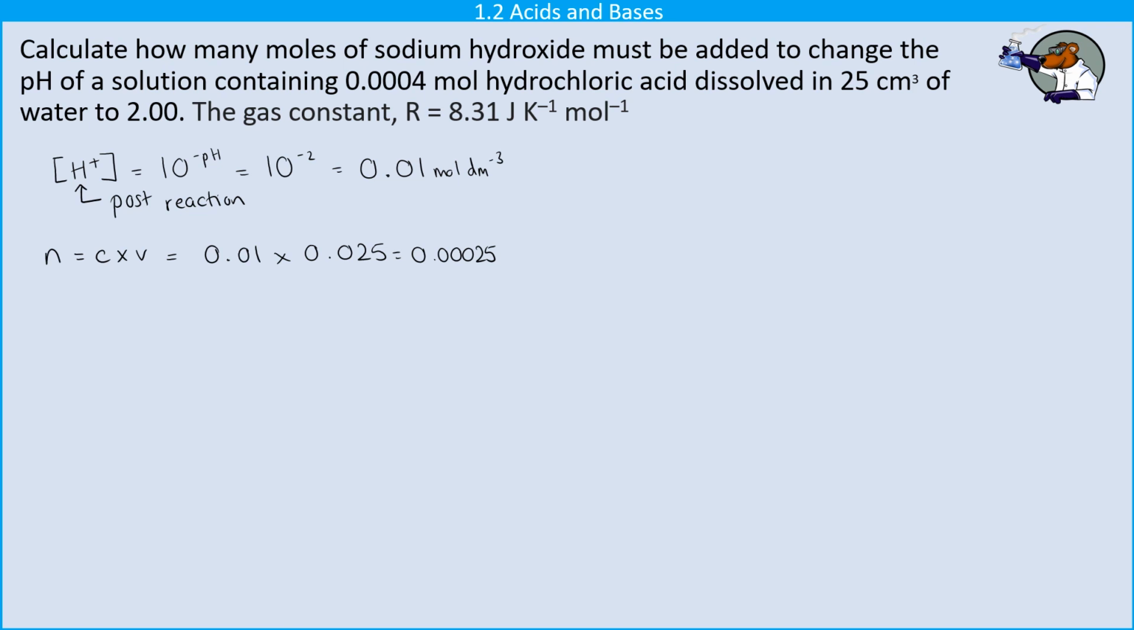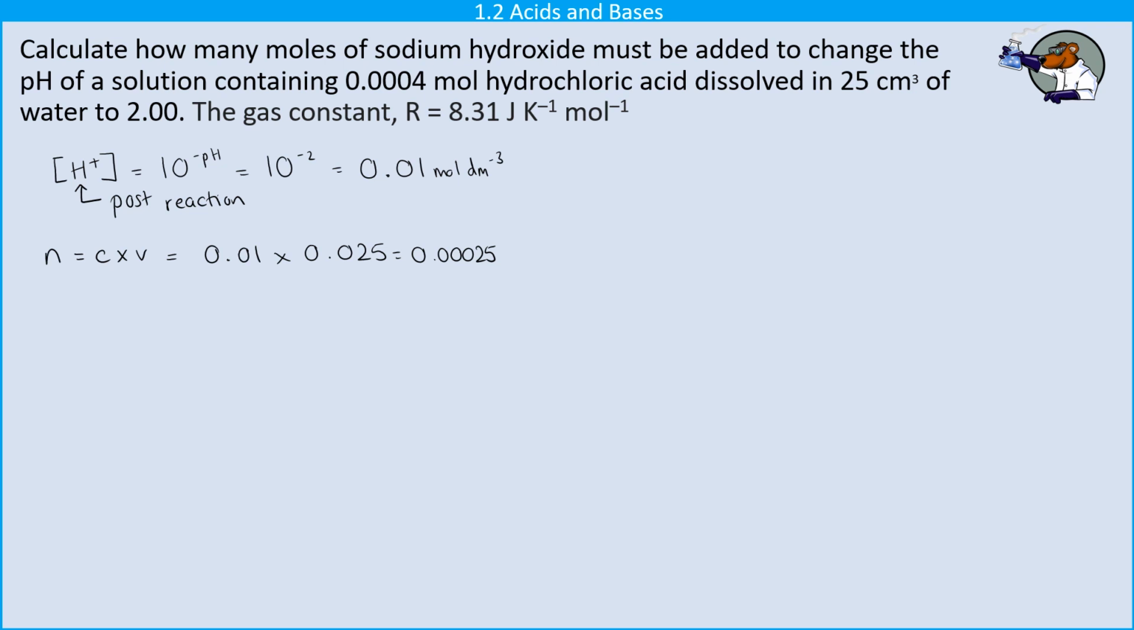Now, this is a slightly easier type of question than some questions you're going to encounter because they're just talking about adding moles of sodium hydroxide. So what they're implying is that you're adding it maybe as a powder, so you don't have to worry about two different volumes. We've just got the volume of the acid to play with, so that makes this a little bit easier. So this 0.00025, that's the moles of hydrogen ions that are left at the end when we have this pH of 2. But we know that's not where we started.